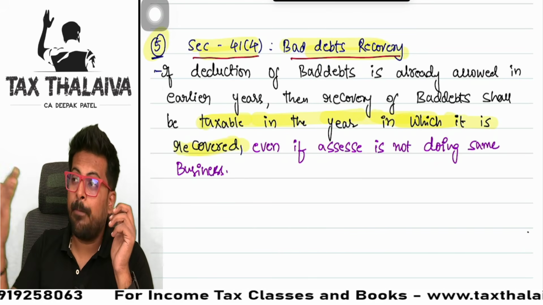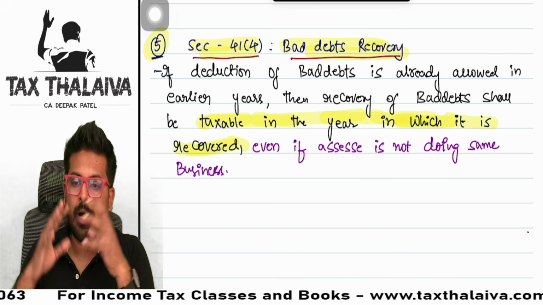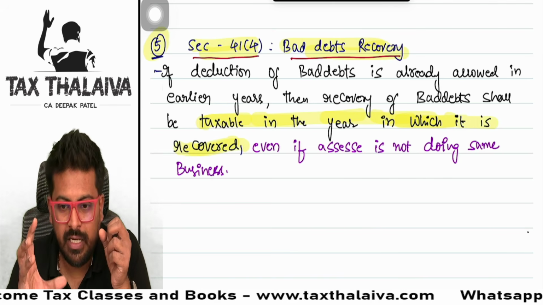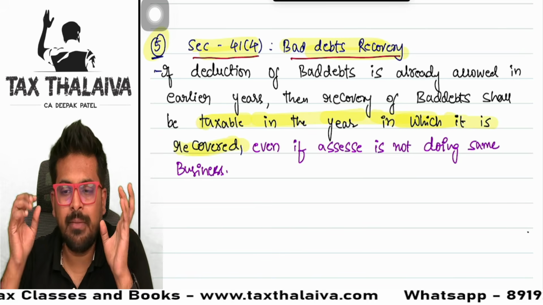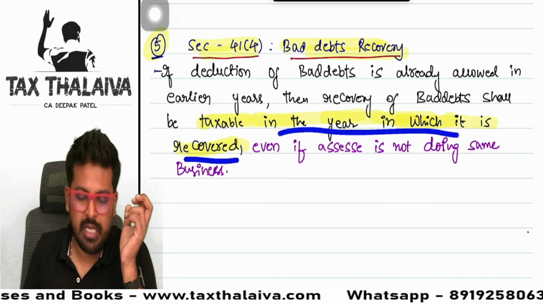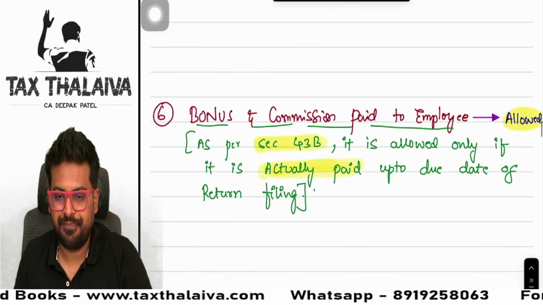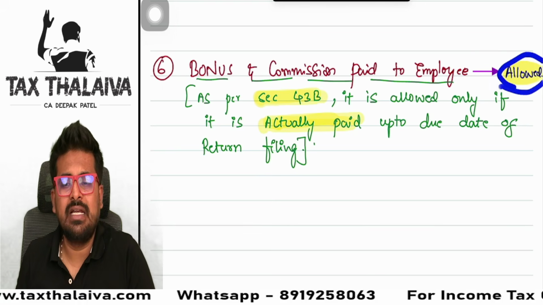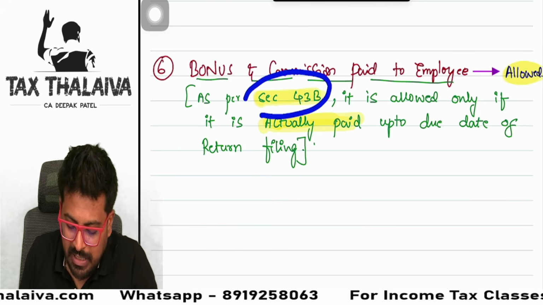Bad debt recovery. Let's say, for example, in earlier years there was a bad debt. But in future, that person came back to you and paid you the amount. That is called bad debt recovered. That bad debt recovery should be taxable in the year in which it is recovered. Got it? Next. Bonus and commission paid to employees, of course, will be allowed, but subject to 43B.